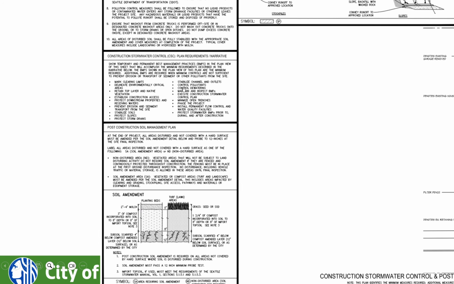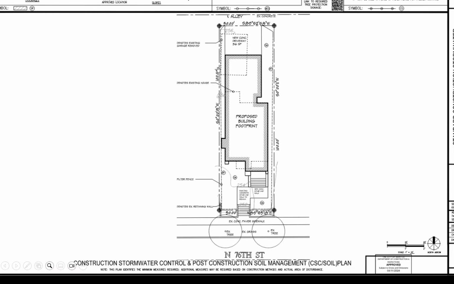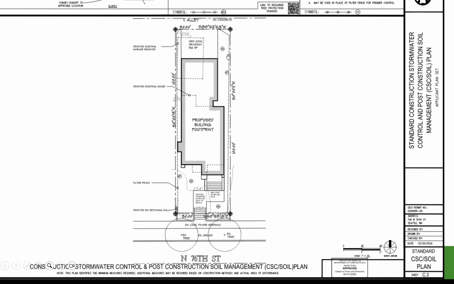template. For the most part, it's the different elements that need to be addressed. And really what we're looking for is typically a filter fence that's located downslope of any disturbed areas, a stabilized construction entrance, a stockpile area, and soil amendment areas, which is any disturbed areas that will not become hard surface at the end of construction. Those areas need to be soil amended.